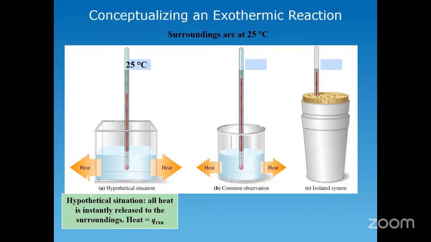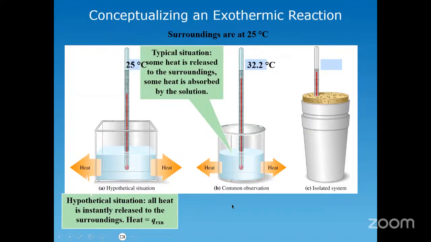That is very unlikely to occur in most cases, right? What is more likely to occur is what is happening here in this middle setup. Some of the heat will escape in most cases, but some of the heat will be absorbed by what is left inside that container. The result is a corresponding temperature increase from whatever it was before, presumably 25 degrees Celsius, to 32.2 degrees Celsius in this particular case, right? So there will be an increase in temperature as a result of some of the heat being absorbed by the contents remaining in this container.